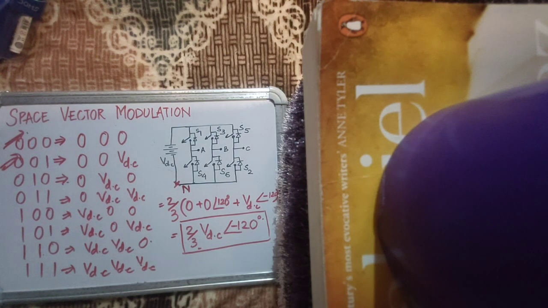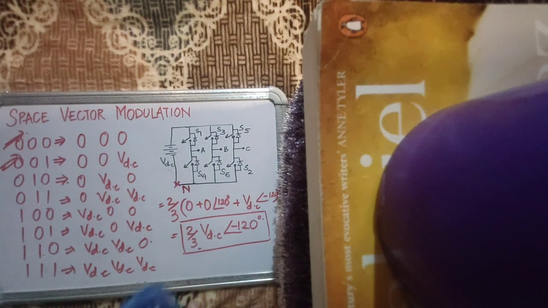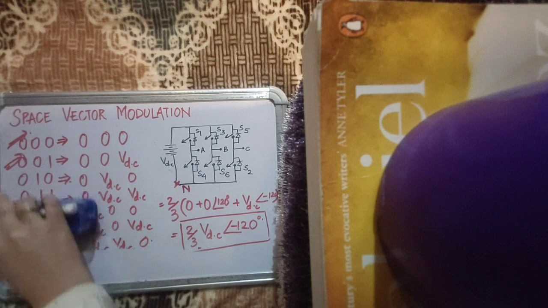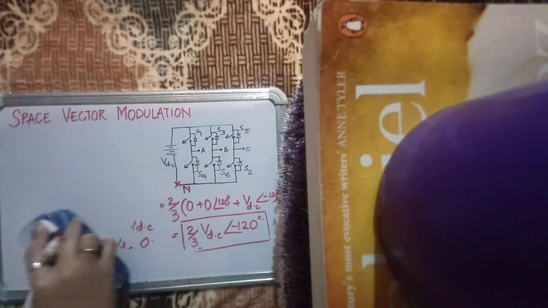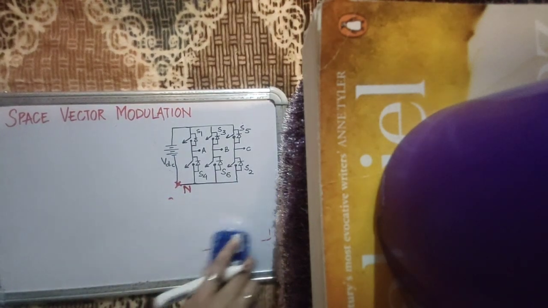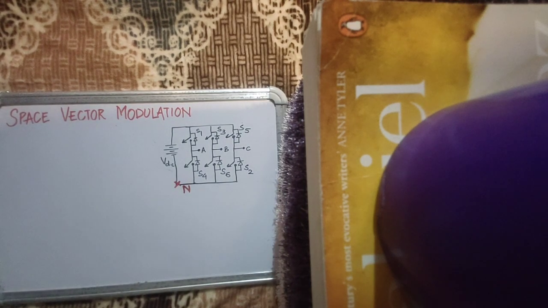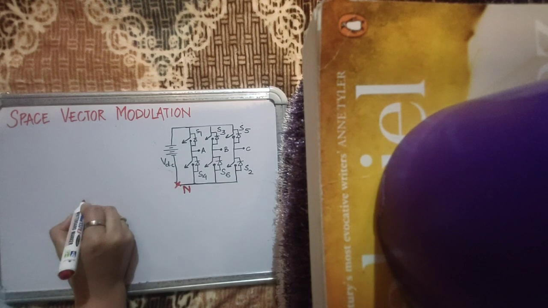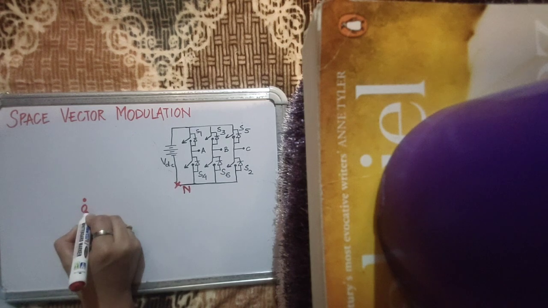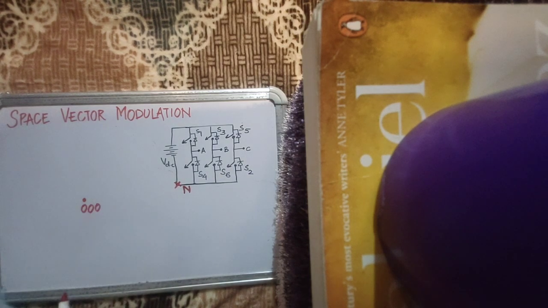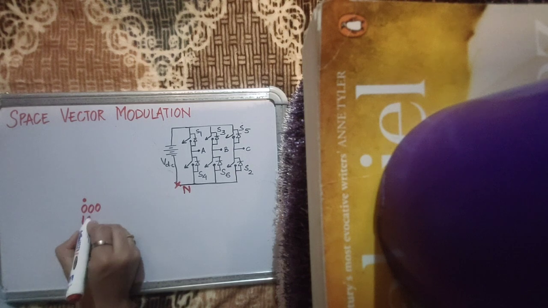So now let's move to constructing those space phasors, or constructing the space vector diagram of a 3-phase voltage source inverter. If you calculate the space vector for each of these 8 states, you will see that if this is your origin, you will get this point through the 0, 0, 0 state, and you will also get it through the 1, 1, 1 state.